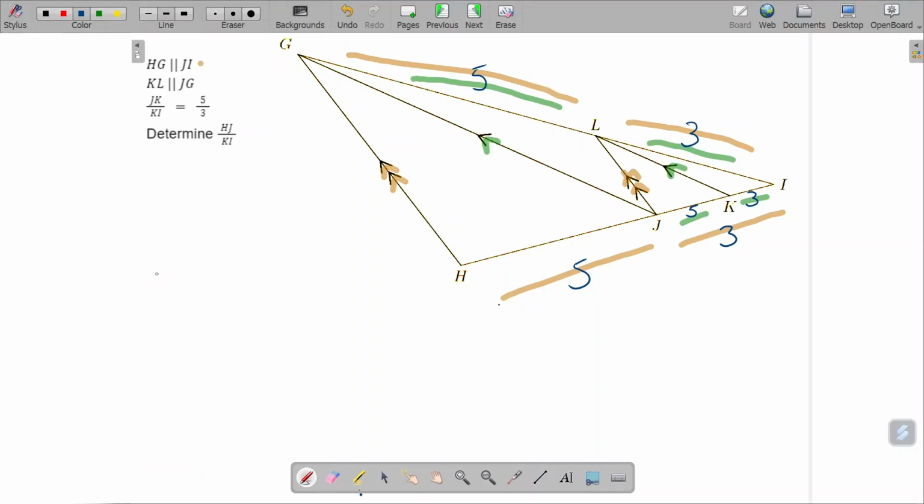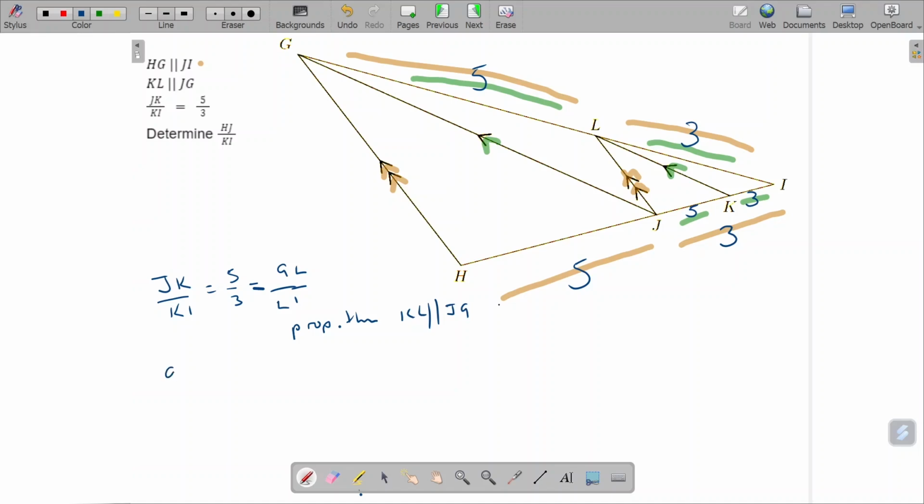So, if I know that JK to KI is in the ratio of 5:3, that will also be equal to the proportion of GL to LI. Why? Because of the proportion theorem, with KL being parallel to GJ. Okay, that was the green piece of information that we used earlier.